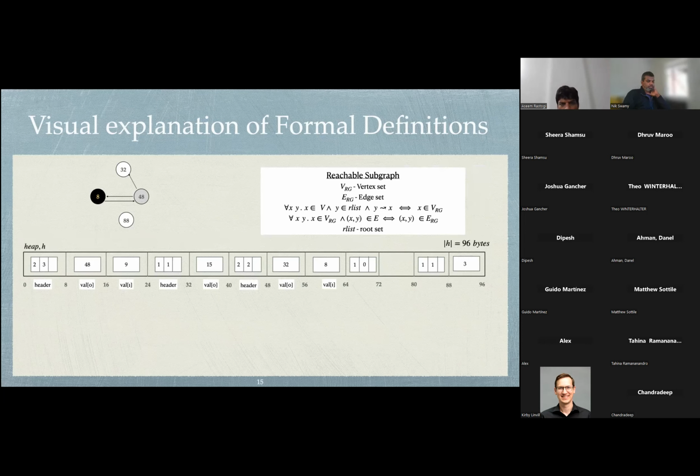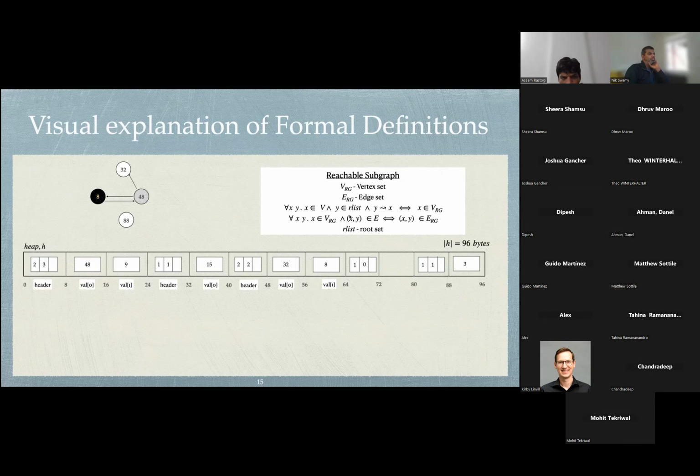Now we need to understand something called the reachable subgraph. There are some formal definitions I have written here. Intuitively, among the allocated objects, some are reachable from a root set, and some are not reachable from it. This is a division. The objects which are reachable from the root set, and which are part of the allocated objects, are the vertex set of the reachable subgraph.